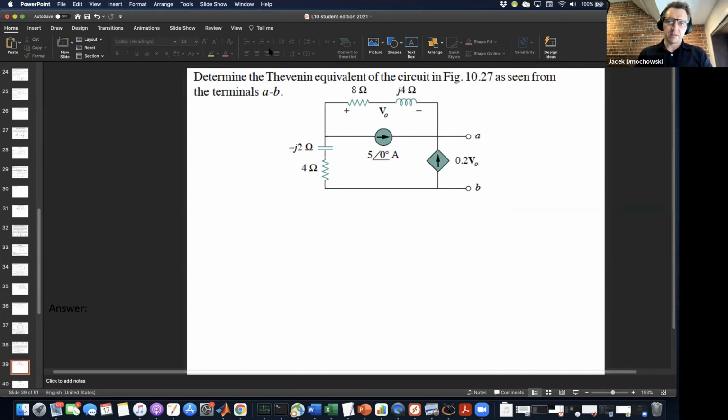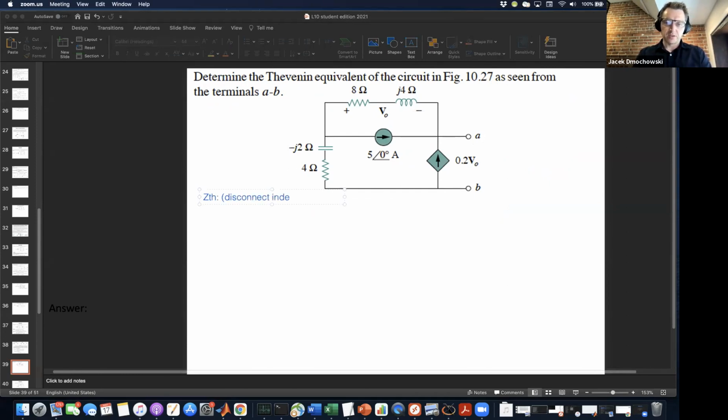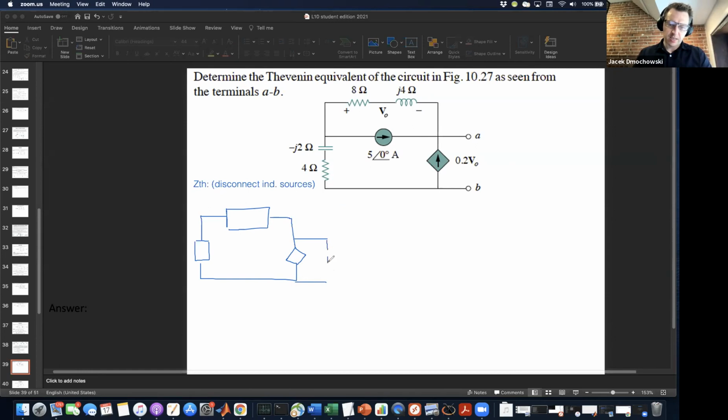So to solve for ZTH, first of all, we disconnect independent sources. We cannot disconnect the dependent source, right? And so the circuit that we're going to have is going to look like this. And we are going to have to put a test source here. And this will be 8 plus J4.